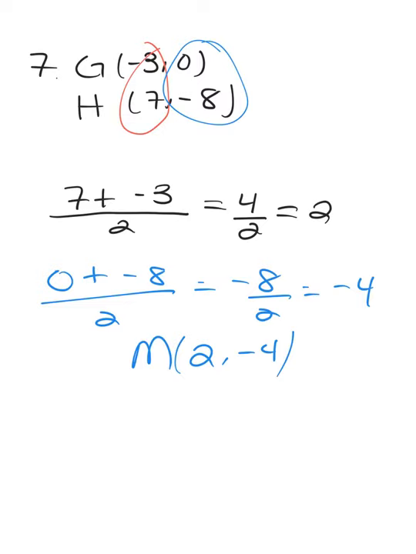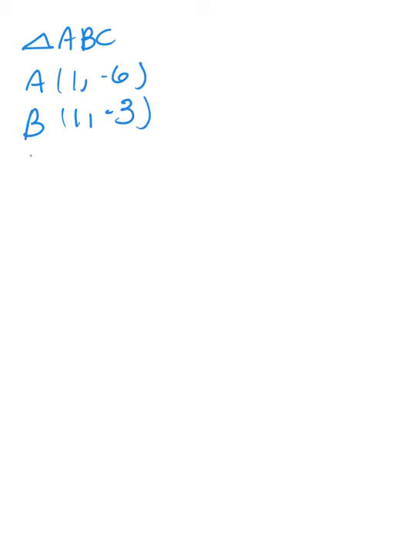So let's take a look, and I'm going to show you a little trick for that one that I think will help you out. For that one, you were given 3 vertices of a triangle ABC. You have vertex A, which is (1, negative 6). You have B, which is (1, negative 3). And then you have C, which is (negative 4, negative 6).